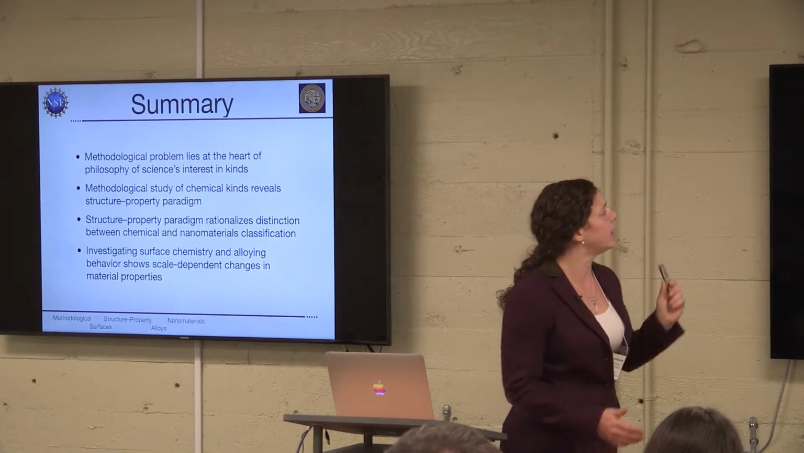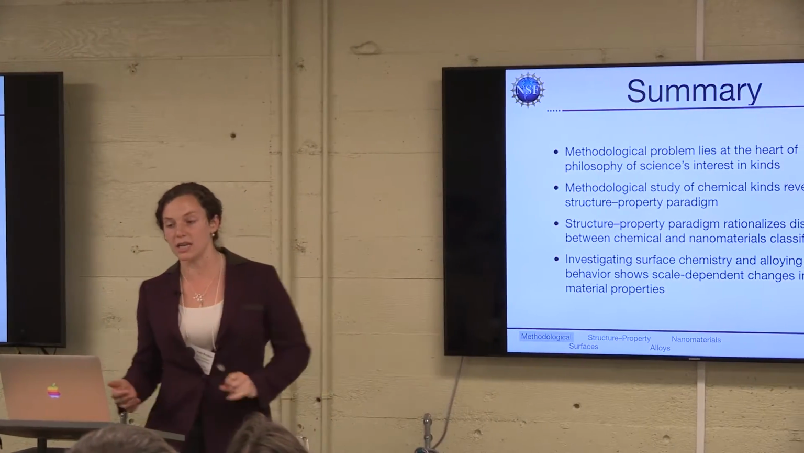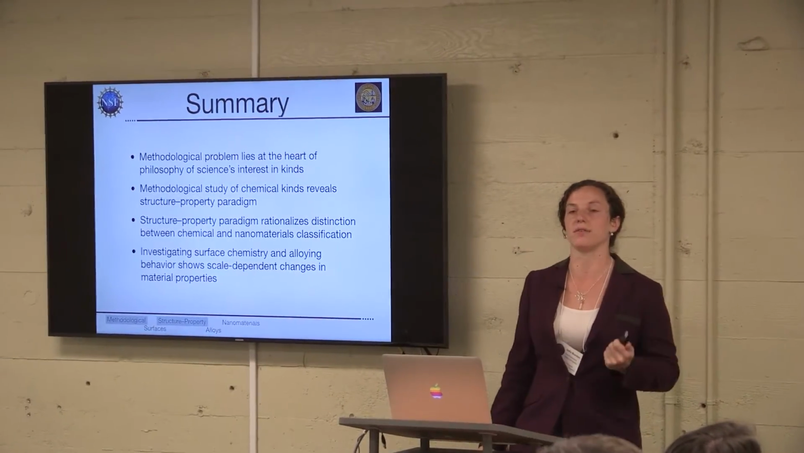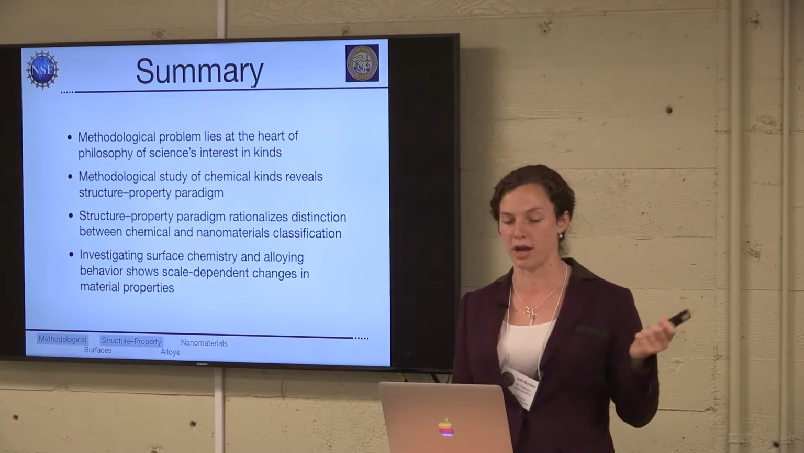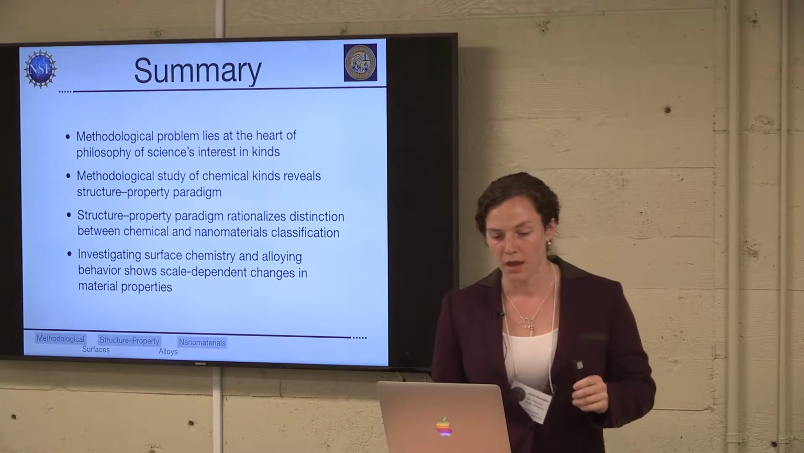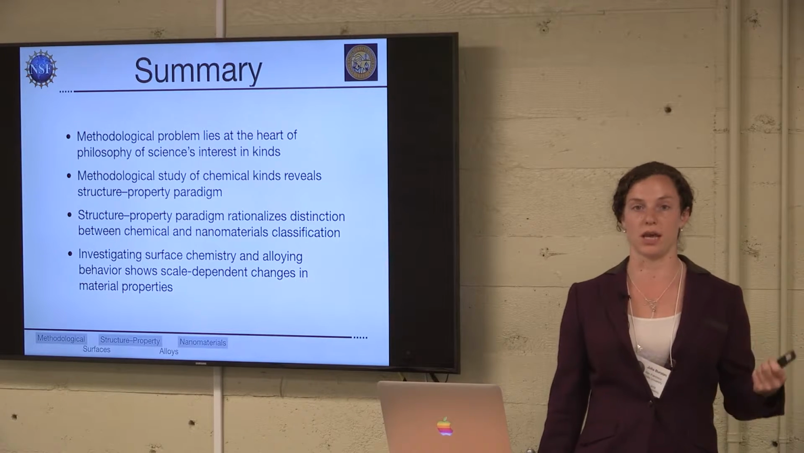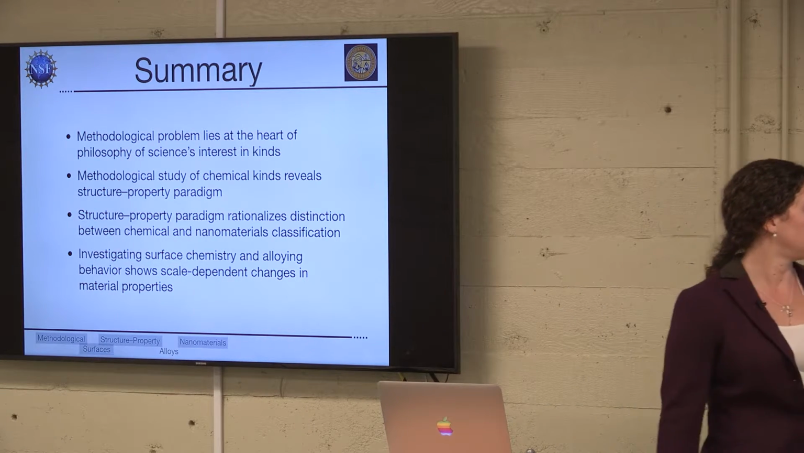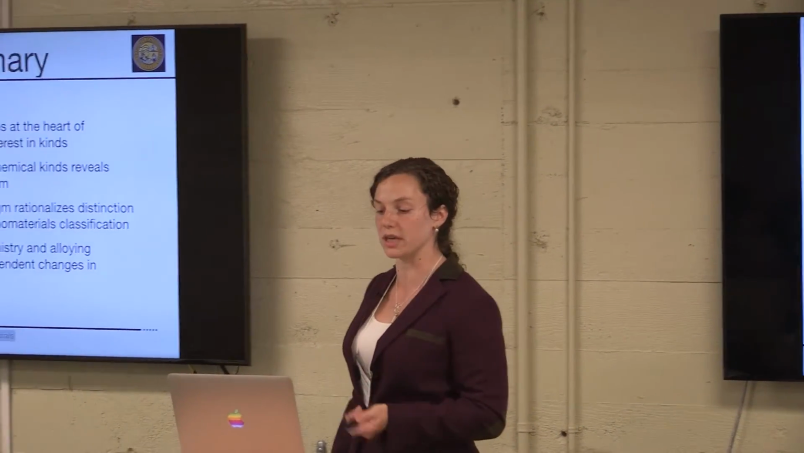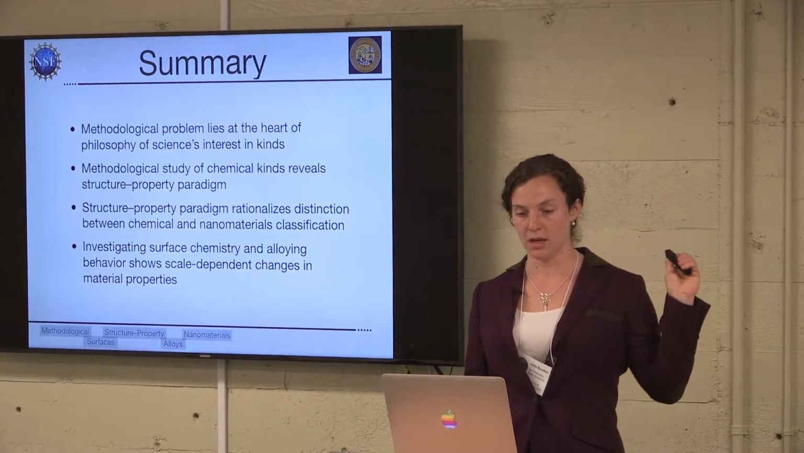So just to summarize quickly: Section 1, the methodological problem of kinds lies at the heart of philosophy of science's interests in kinds. Section 2, the methodological study of chemical kinds reveals the structure property paradigm. Section 3, the structure property paradigm rationalizes the distinction between chemical and nanoscale classification. And then the last two sections, investigating surface chemistry and alloying behavior, show scale-dependent changes in material properties, which we're going to need to understand before we classify these things.